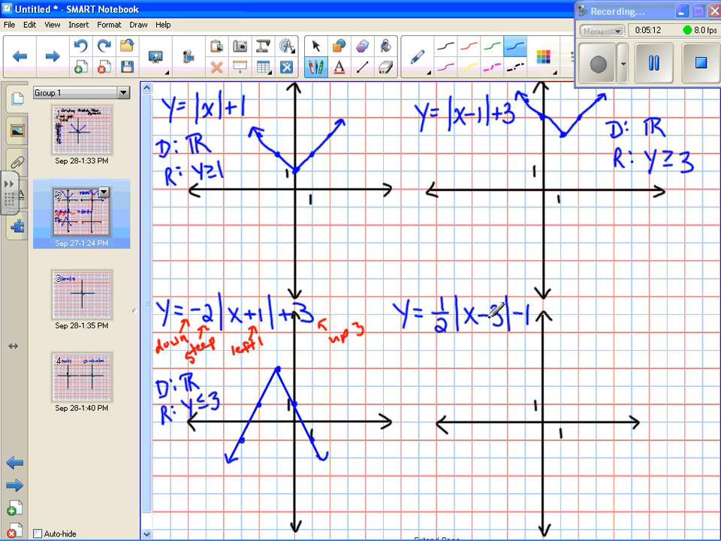we're going to be going to the right 3 and down 1. So I'm going to move to the right 3 and down 1, and here's my vertex. It's going to open up because it's positive, and this is not going to be as steep. It's going to be a little flatter, so I'm going to treat it like having a slope of 1/2. So from my vertex, I'm going to go up 1 and over 2, both directions. I'm going to plot another point, up 1, over 2. So I end up with a wider V.